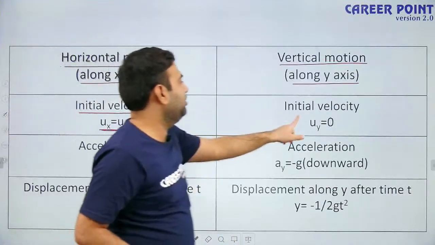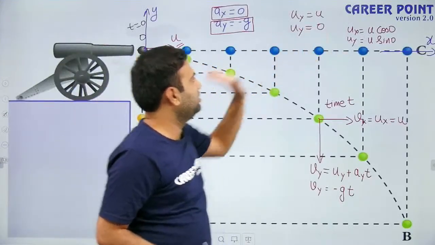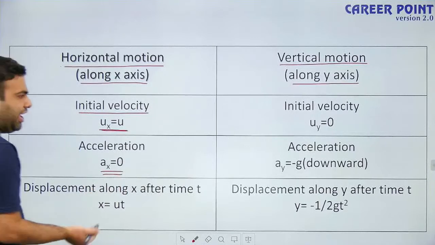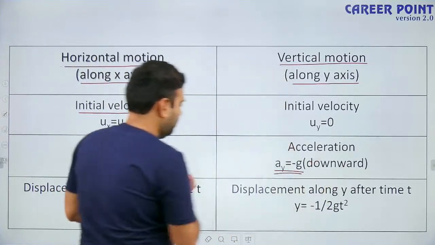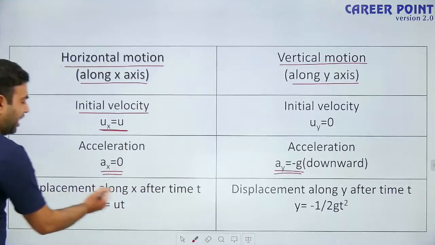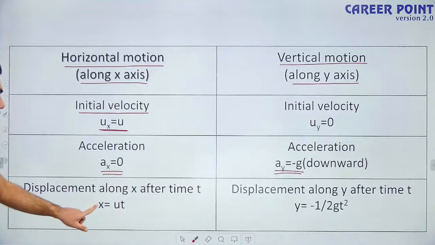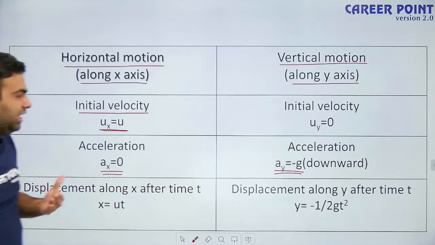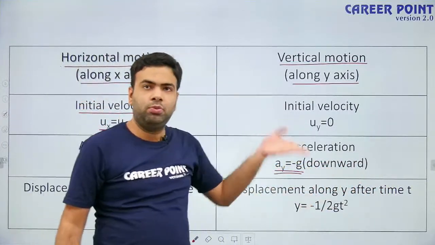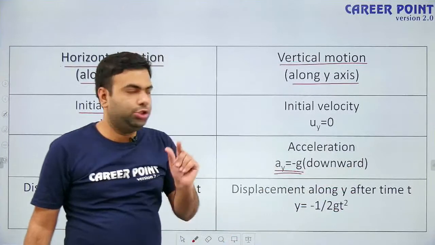Similarly, the initial velocity in the y direction is 0. Now, acceleration in the x direction is 0, that we know, and acceleration in the y direction is minus g because it is downward. Now, displacement along x after time t. We can find this by using the second equation of motion in the x direction. So the x coordinate will be u into t because acceleration is 0. Similarly, if we want displacement along the y direction, we can use the second equation of motion in the y direction. y equals uy t minus half g t square. uy is equal to 0.